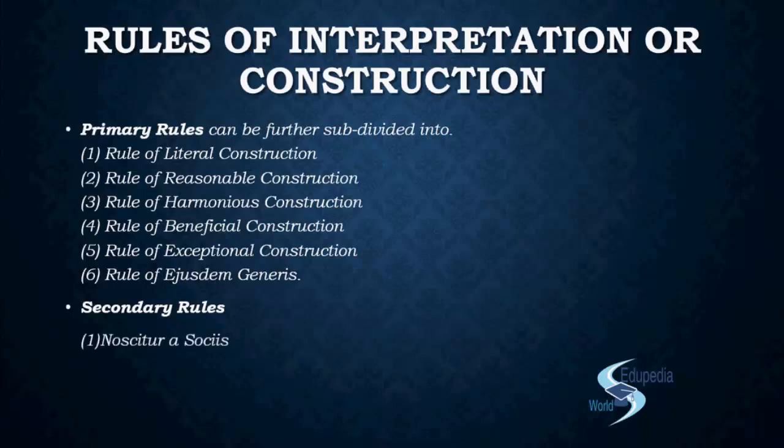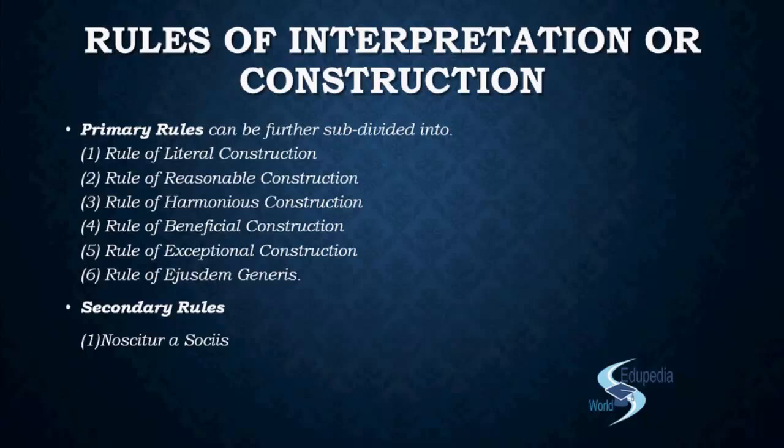So the first rule in the secondary rules we have is Noscitur a Sociis. Now what is Noscitur a Sociis? You don't know the meaning of Noscitur, you don't know the meaning of Sociis, and when you combine it, it is Noscitur a Sociis. It's like something Greek somebody is talking, and that is just a bouncer for you.